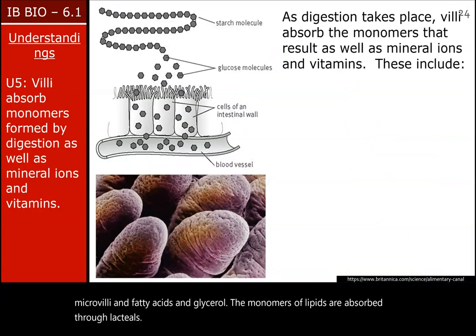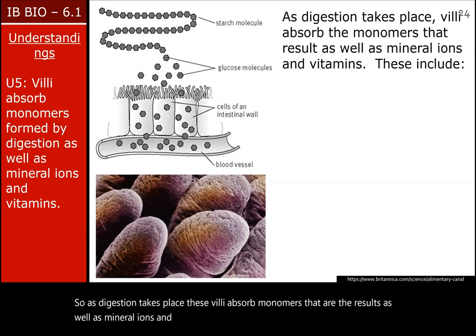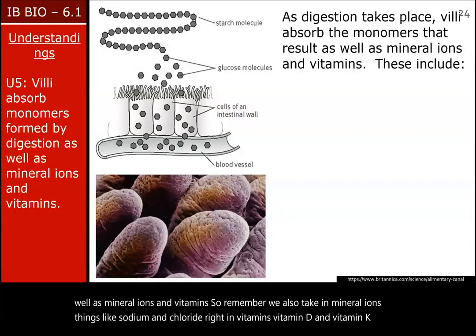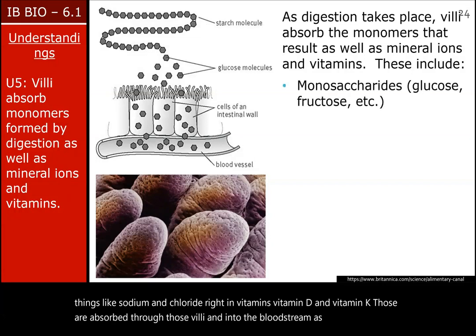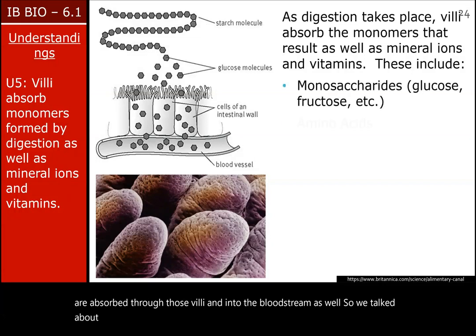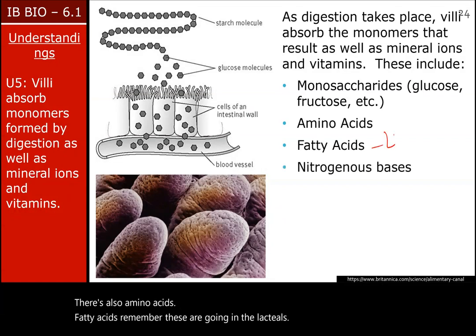So as digestion takes place, these villi absorb monomers that are the result, as well as mineral ions and vitamins. So remember, we also take in mineral ions, things like sodium and chloride, right? And vitamins, vitamin D and vitamin K. Those are absorbed through those villi and into the bloodstream as well. So we talked about monosaccharides, glucose and fructose. There's also amino acids, fatty acids. Remember, these are going in the lacteals.